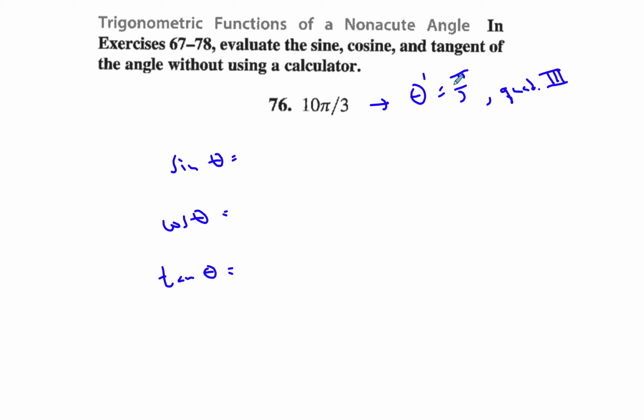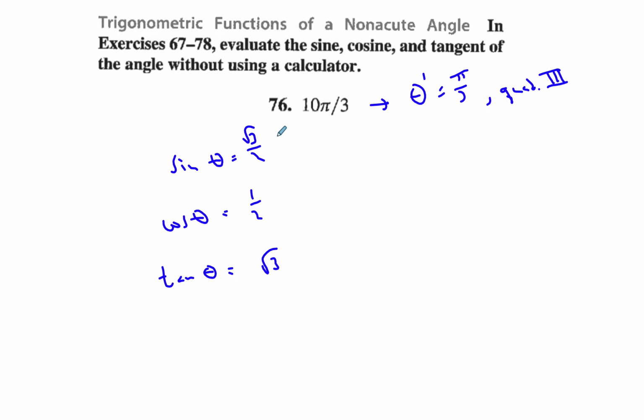So for pi over 3, we know that the sine is root 3 over 2. We know the cosine is 1/2. And we know that the tangent is root 3 over 2 over 1/2, or root 3. Now here's where the fun begins.